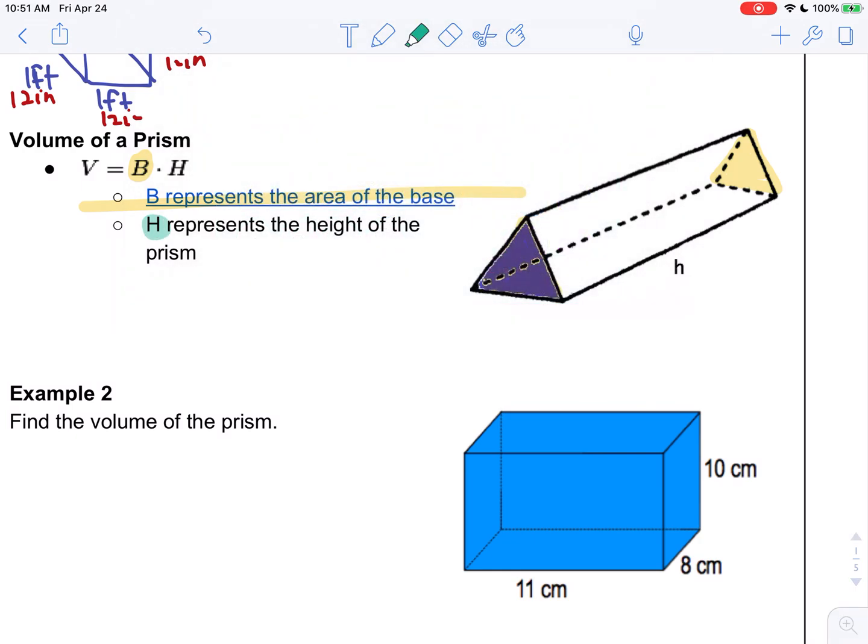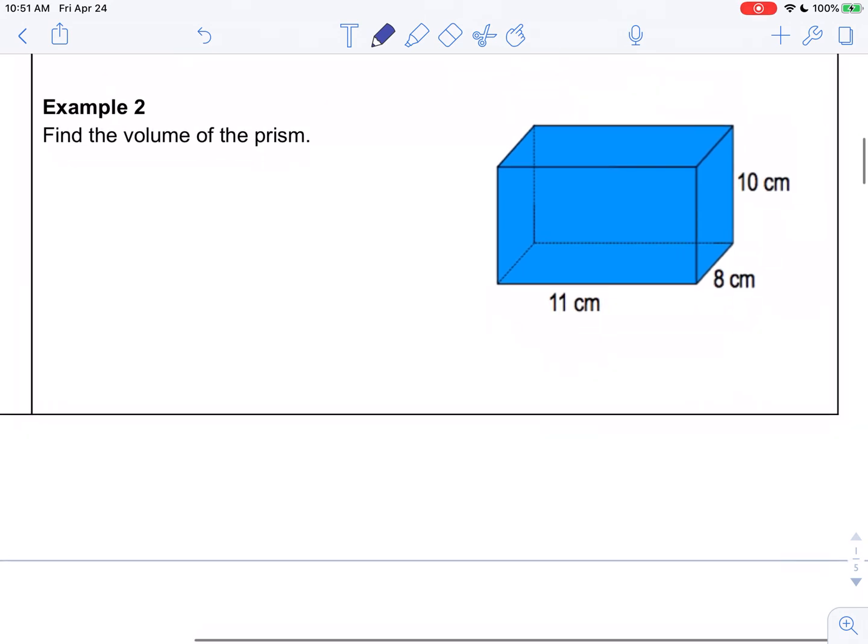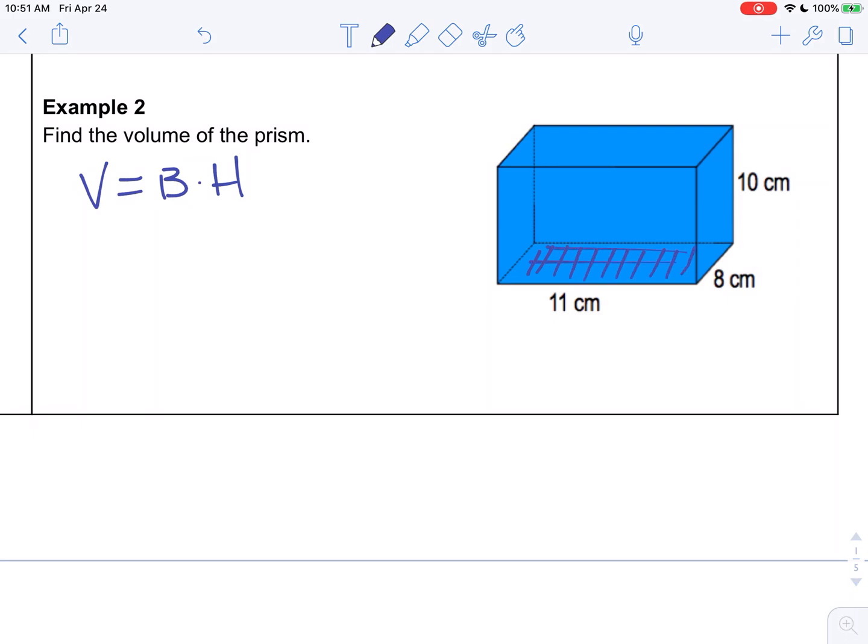So my big H is the side that connects my two parallel bases. All right, so big B times big H. It might be tedious to deal with at first, but I would encourage you every time you see a prism and you're trying to find the volume, start with big B times big H because you are less likely to make a mistake.